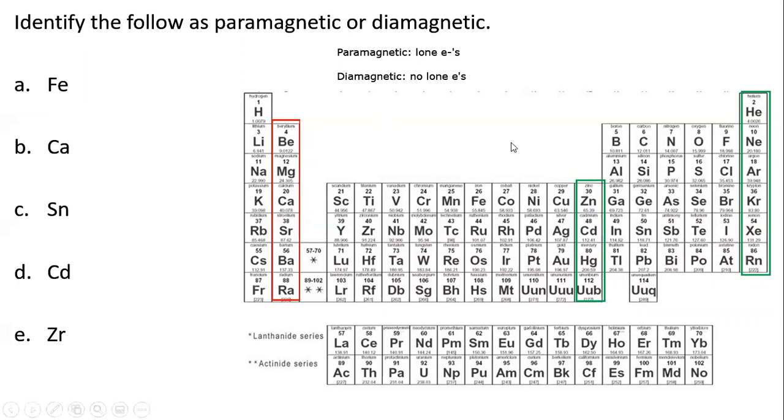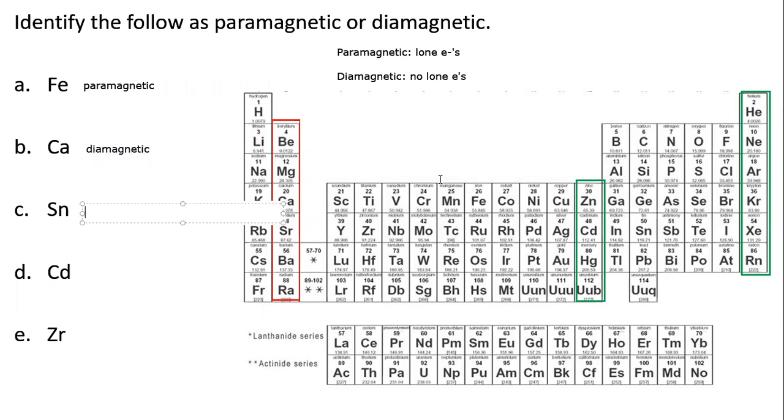So group 2, the group with zinc, and the noble gases, these are the only groups on the periodic table that are diamagnetic elements. Everything else is going to be paramagnetic. So when we look at iron, iron is not in one of these three groups, so it's going to be paramagnetic. Calcium, calcium is in group 2, so it's going to be diamagnetic.